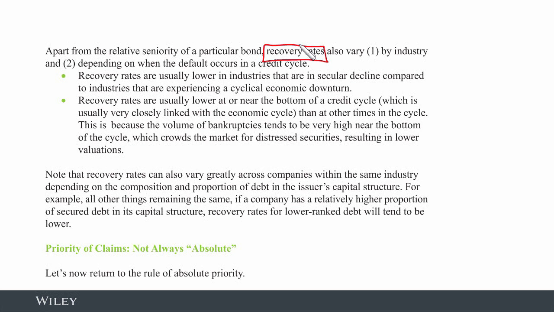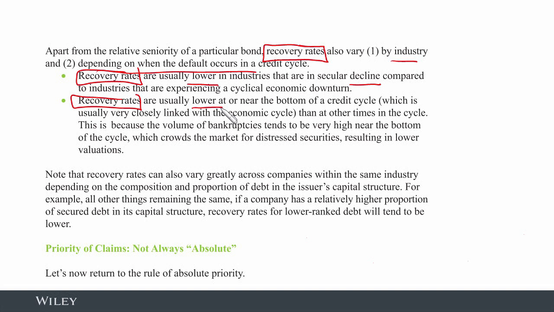So what are the factors that affect recovery rates? That's heavily dependent upon the industry, and upon when the default occurs in the credit cycle, which is highly correlated with the business cycle, the economic cycle. Recovery rates tend to be lower in industries that are very sensitive to economic performance. So if there's a downturn in the economy and that's when we go into default, you're probably going to recover less. Recovery rates also tend to be lower when we're near the bottom of a credit cycle, an economic cycle.